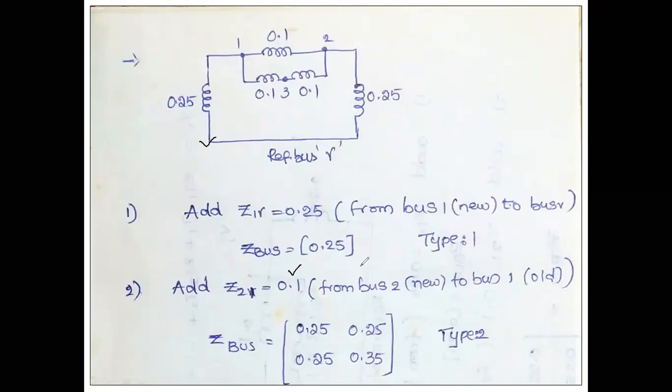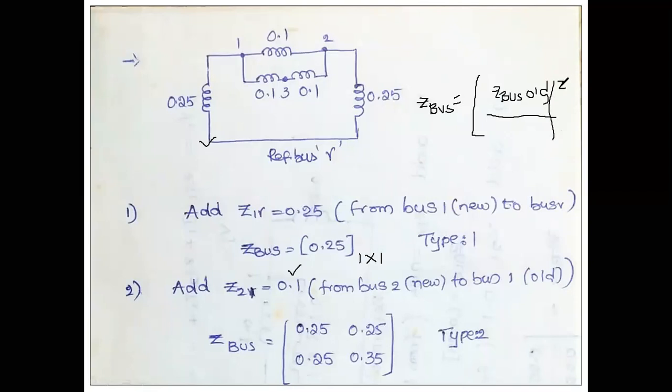In type 2 modification also, the old Z bus increases its dimensions by 1 unit. In the previous case, Z bus old is equal to 1 by 1. So according to type 2 modification, Z bus is equal to Z bus old. This is a formula. You must remember the formula, then only the problem will be simplified. Otherwise you don't understand how we are writing all these things.